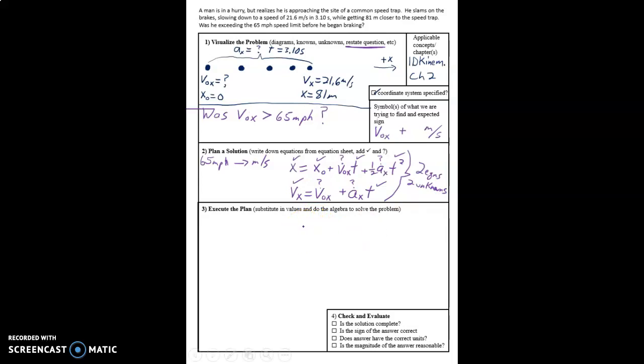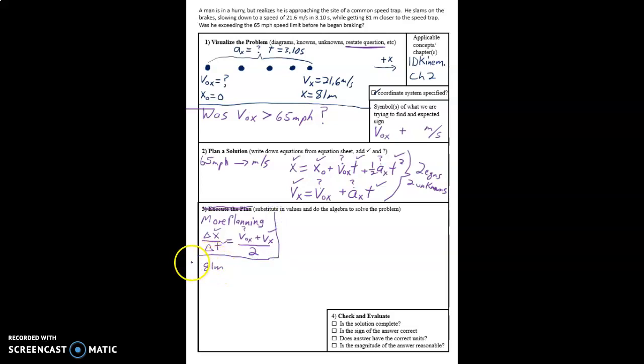However, we can do this a different way that does not involve using two equations and two unknowns. We look at our equation sheet. We also see this equation here. And we know delta x, and we know the time, and we know the final velocity. So this equation here just has one unknown in it, and we can solve for that. 81 meters. So this was part of our plan.